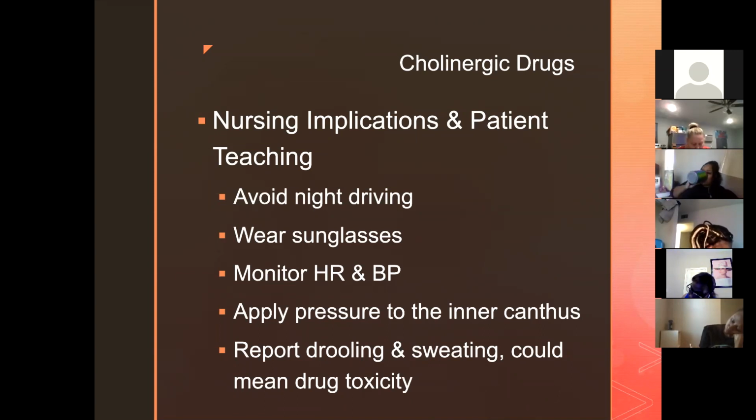And if your patient starts to drool or sweat, that could mean that they have some sort of drug toxicity. So that's something to absolutely report to you, the nurse, if they're in a facility, or to the physician if they're at home, because we may need to change their medication. Okay. So you're going to report drooling and sweating for cholinergic drugs. That means that they're having some sort of drug toxicity.